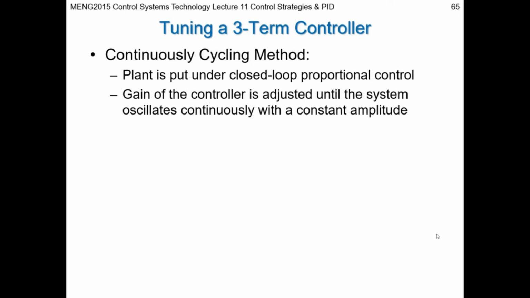So what is the continuous cycling method? In this method, you put your plant under closed-loop proportional control, and then you adjust the gain until the system is marginally stable, which means it goes into simple harmonic motion. The system oscillates continuously with constant amplitude. So you can understand why, for some systems, this is dangerous.